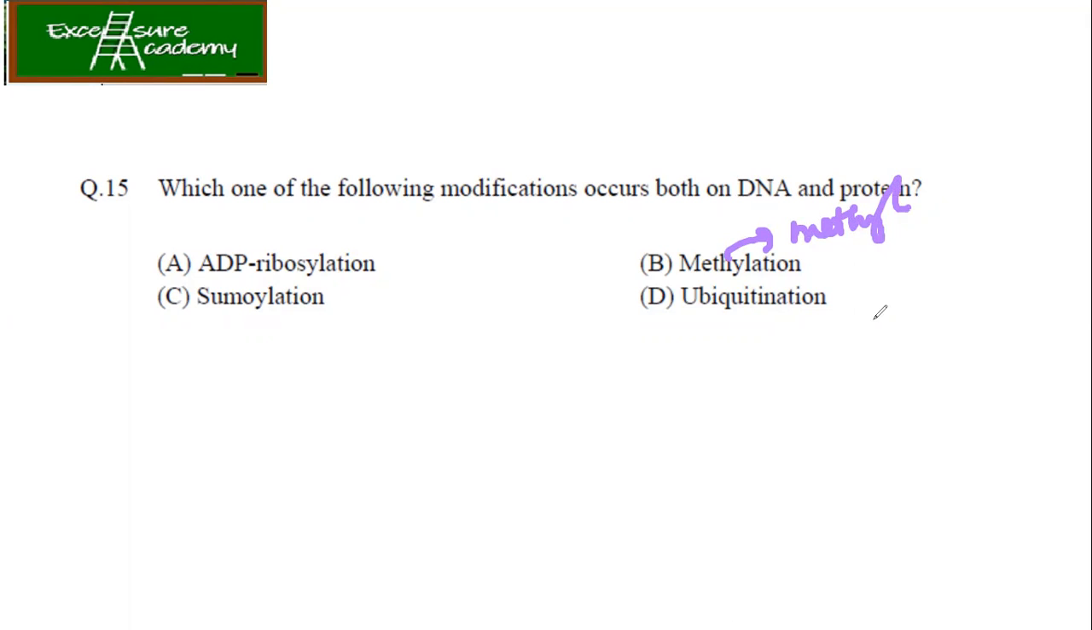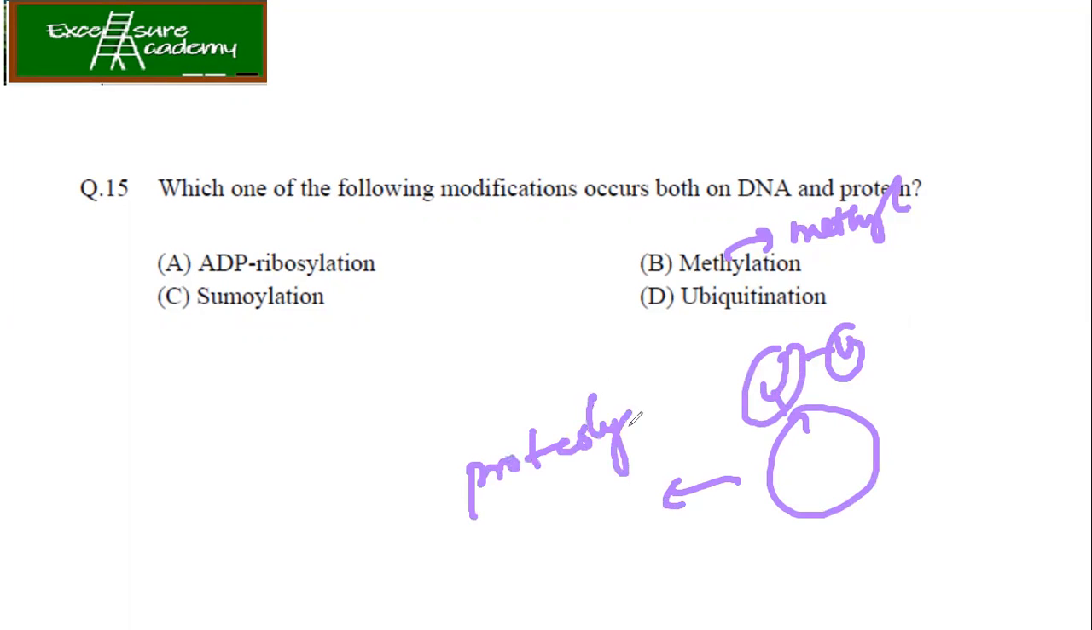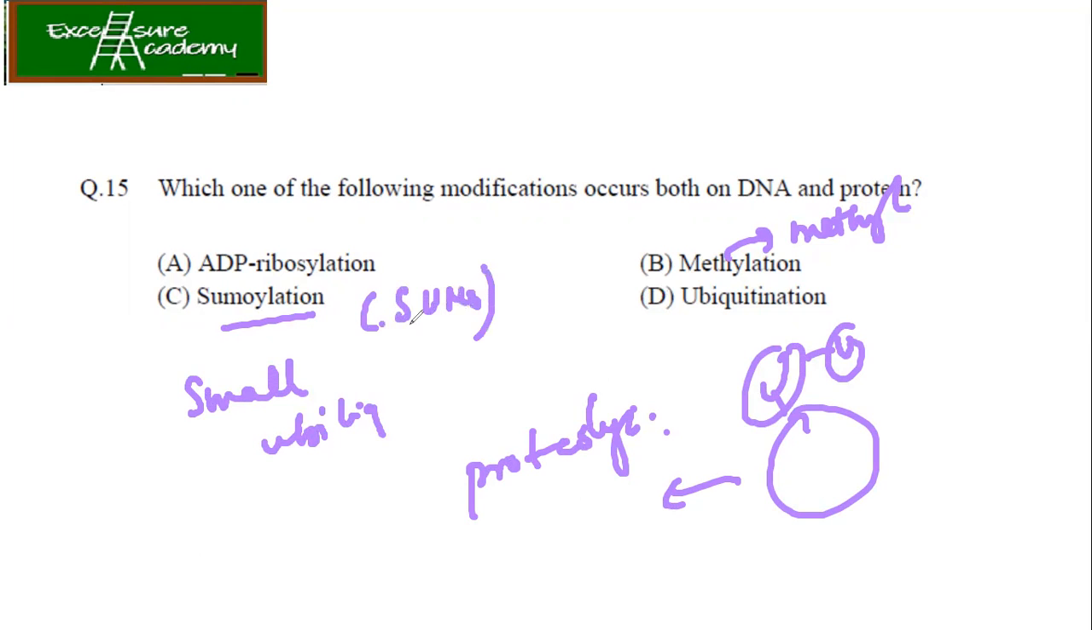Okay. Then sumoylation and ubiquitination. Ubiquitination, you know, is where ubiquitin molecules are added to the protein so that they are targeted for proteolysis. In the same way, sumoylation is analogous to ubiquitination, because in this case also small ubiquitin-like molecules, called SUMO, are added to the protein so that they are again targeted for proteolysis. So from all this discussion, it is very clear that the modification which occurs on both DNA and protein is methylation.